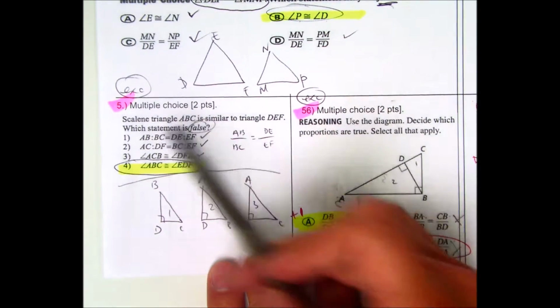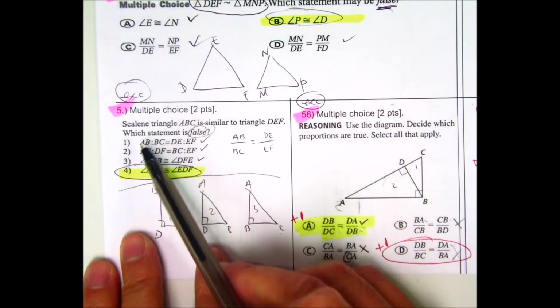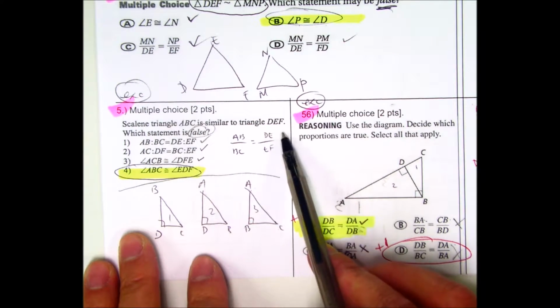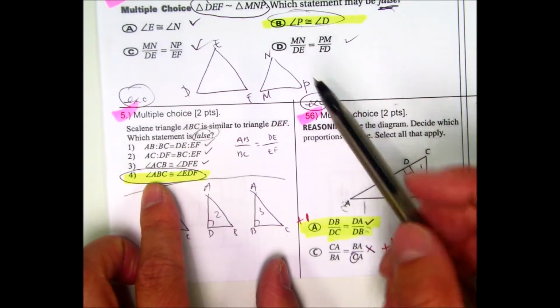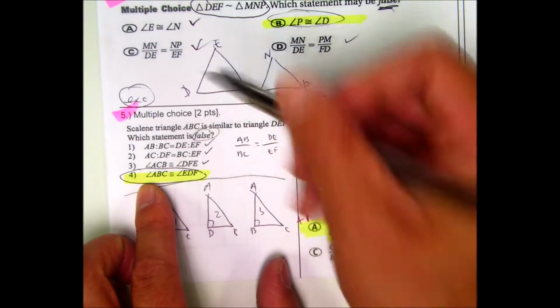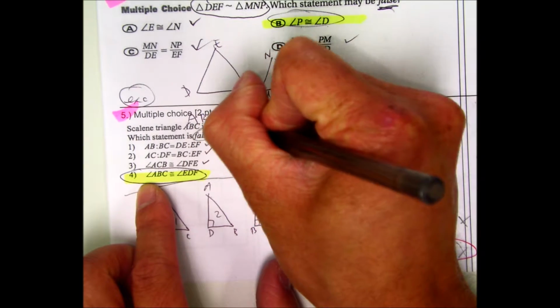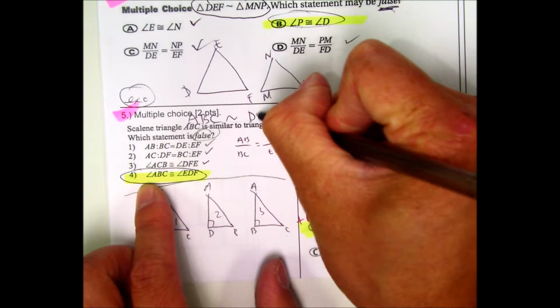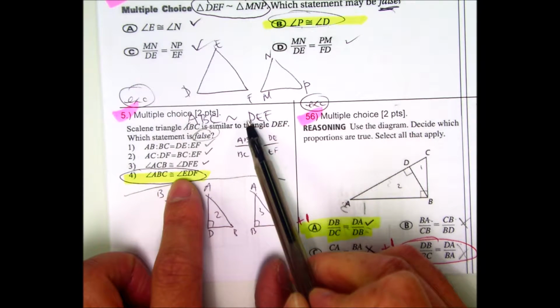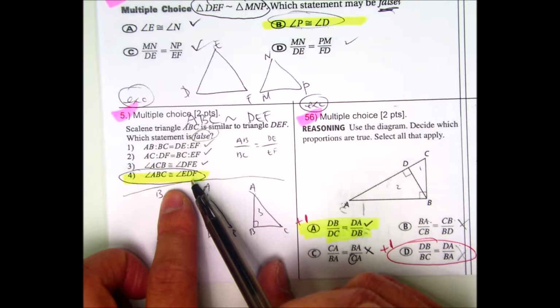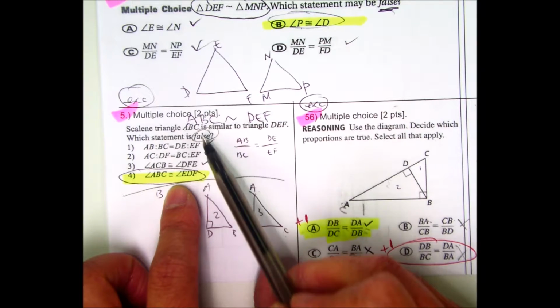Questions numbers 5 and 6, I made extra credit. Question number 5, scaling: triangle ABC is similar to triangle DEF. Which statement is false? The answer is number 4, because it tells you essentially ABC is similar to DEF. Well, if it's ABC, this should be DEF. The order is wrong here. Again, we're looking for the false one.